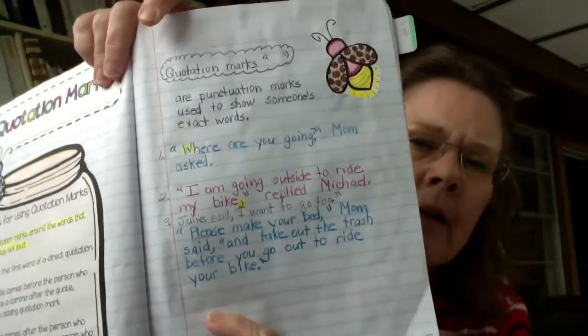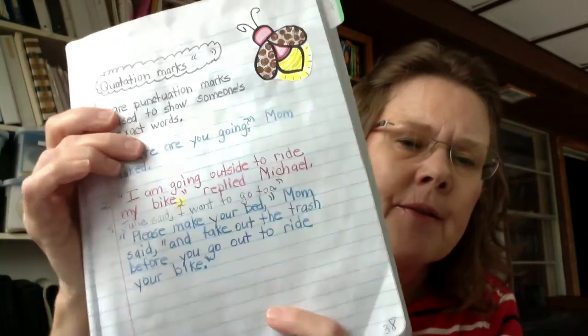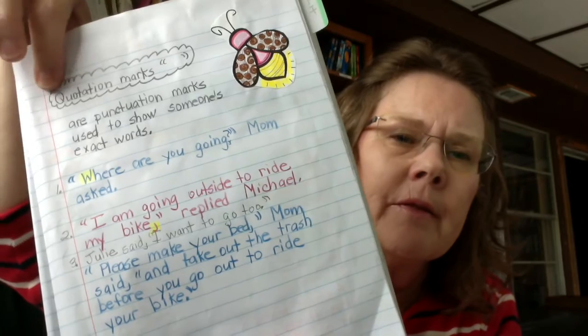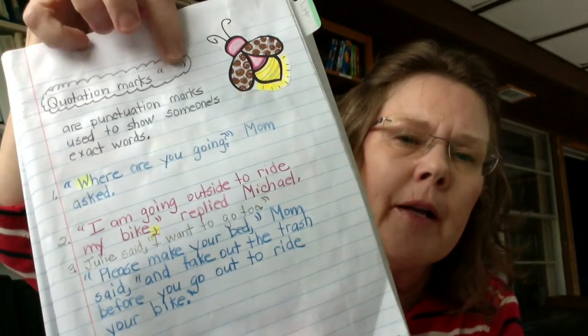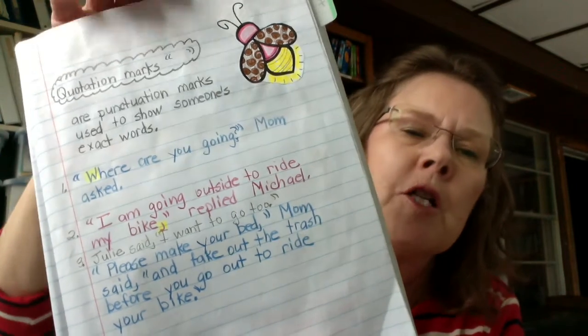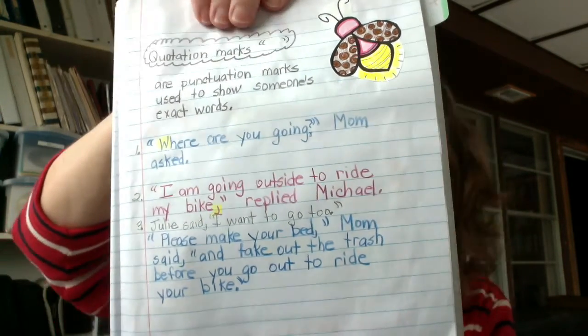The only thing that's added on here that was not on the sentences that we just did is quotation marks. I put right here what a quotation mark looks like, and then told what it is: punctuation marks used to show someone's exact words. So you can go ahead and work on those 2 pages.